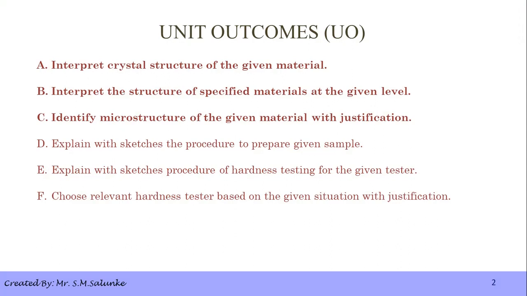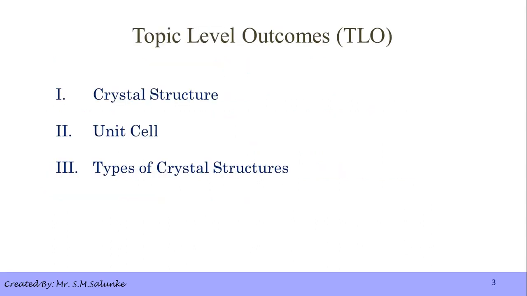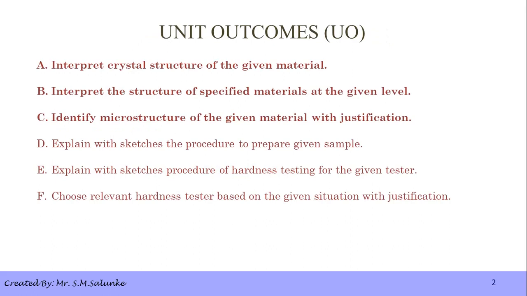As we know, unit outcome helps us to understand the outline of the unit. In other words, unit outcome is something that we will be studying in this unit. As you can see, we will go through the first three highlighted unit outcomes: the first one is to interpret crystal structure of given material, second is to interpret structure of specified materials at a given level, and finally we will try to understand the microstructure of given material with justification.